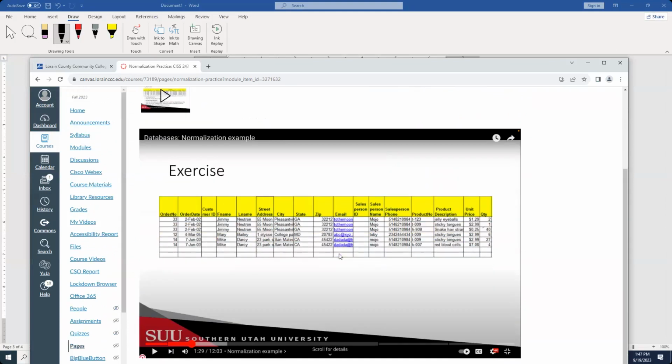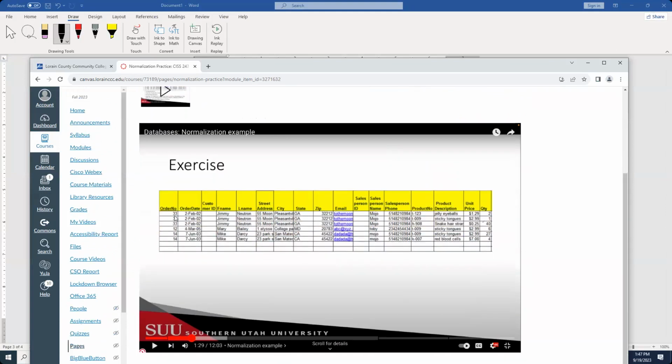So we have this database. And again, it's very common to have data in an Excel spreadsheet and people want to create a database from it. So we have this data in this database, and you were to normalize it. First normalization rule, does it pass that? Second, does it pass that? Third, does it pass that?